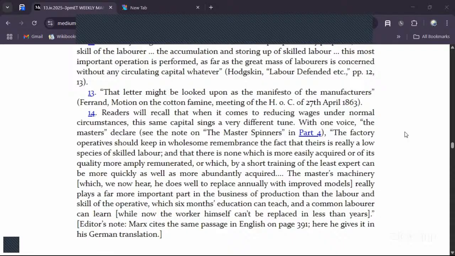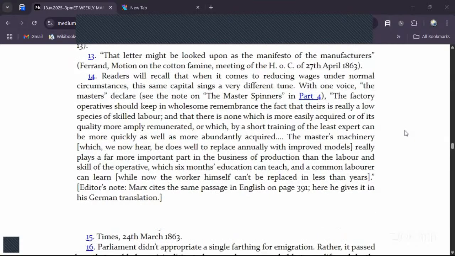14. Readers will recall that when it comes to reducing wages under normal circumstances, the same capital sings a very different tune. With one voice, the masters declare, see the note on master spinners in part 4, the factory operatives should keep in wholesome remembrance the fact that theirs is really a low species of skilled labor and that there's none which is more easily acquired of its quality, more amply remunerated, or which by a short training of the least expert can be more quickly as well as more abundantly acquired.